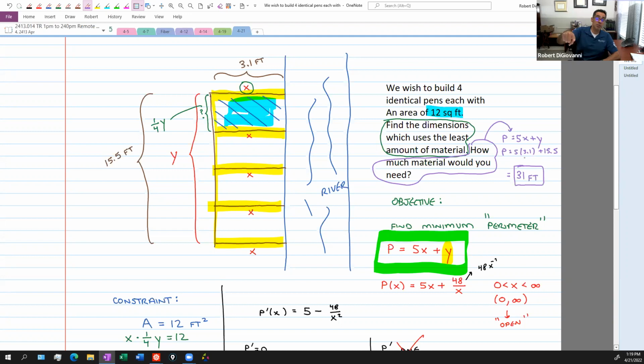So I'm going to go to the store and I'm going to buy 38 feet because I'm going to screw up, right? No, I'm going to buy 31 feet because I'm going to make it. I'm not going to make any mistakes. But 31 feet of fence is all I need. I will create 4 identical pens. Each one of them will have 12 square feet. And that is the least amount of material I can possibly do this with. Right? It's the absolute minimum perimeter.